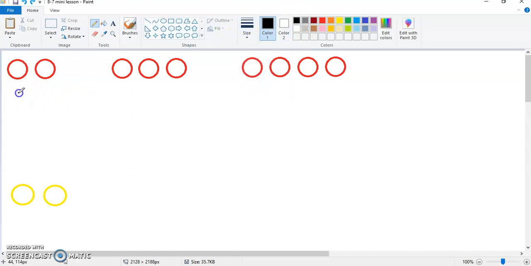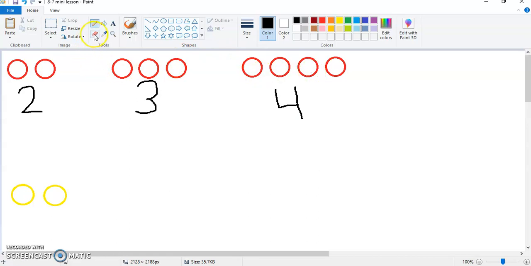Here we go. Okay, 2, then 3, then 4. The numbers are getting bigger by 1. So first we had 2 dots. We added 1. Plus 1. There's 3. Plus 1. There's 4.